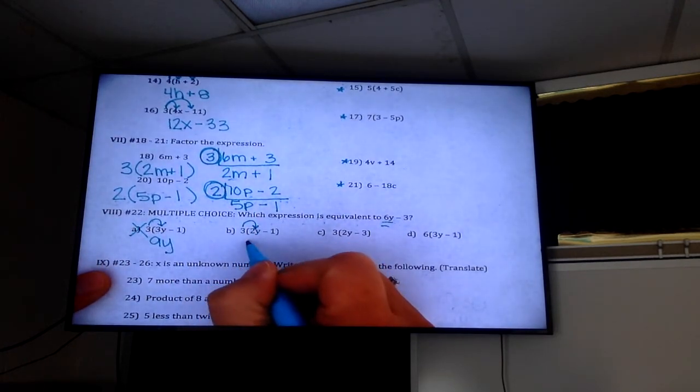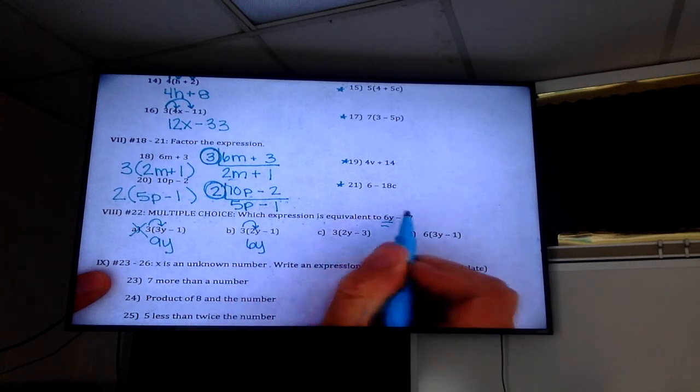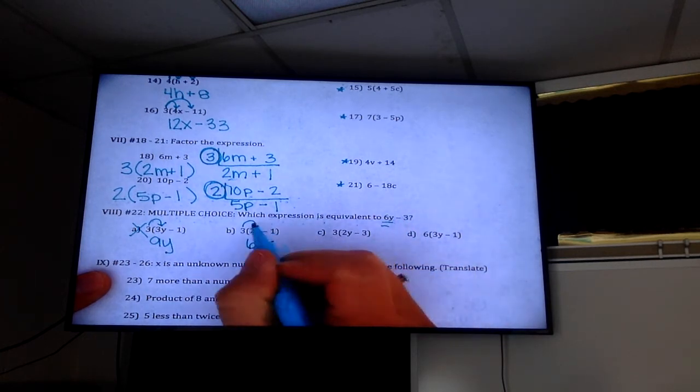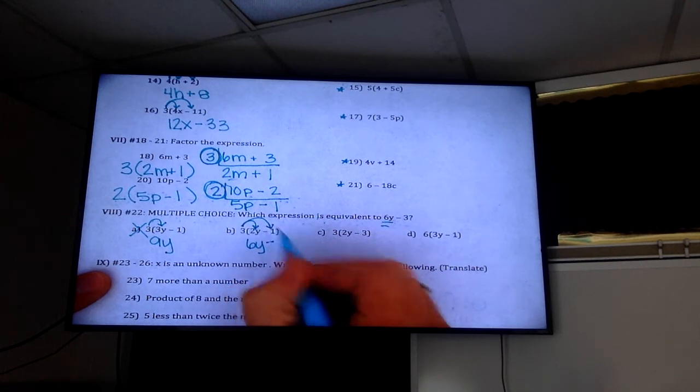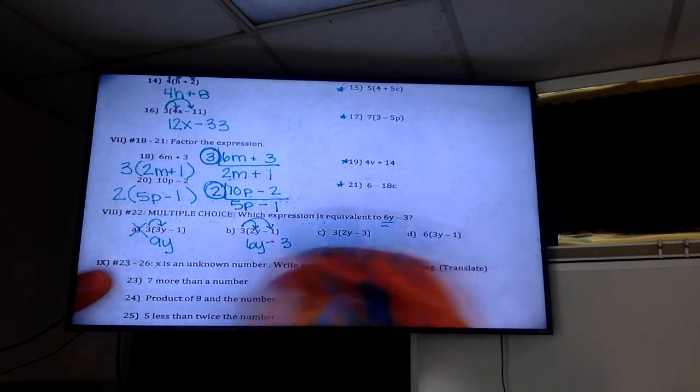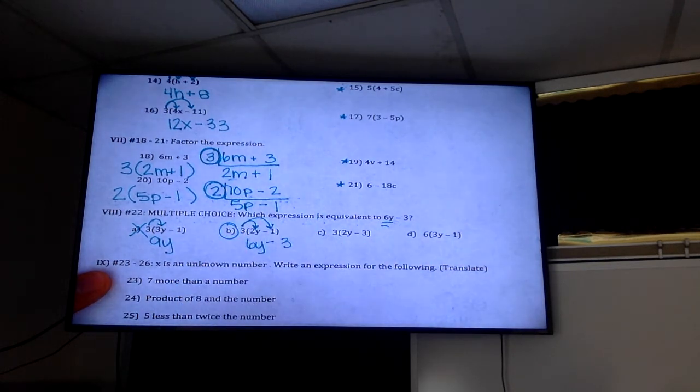3 times 2 is 6y. Okay, so far they match. Minus 3 times 1 is 3. Oh, I don't even have to go any further. I know my answer is going to be B.